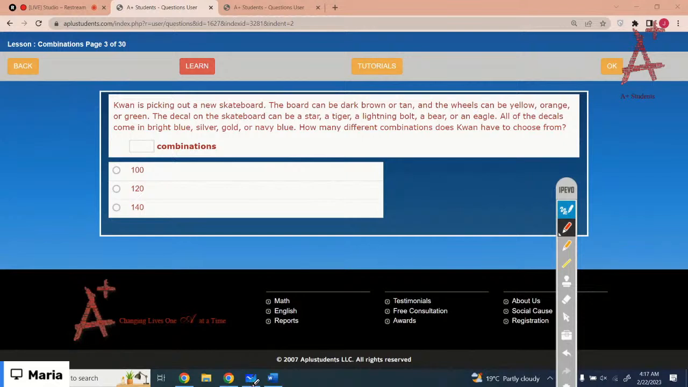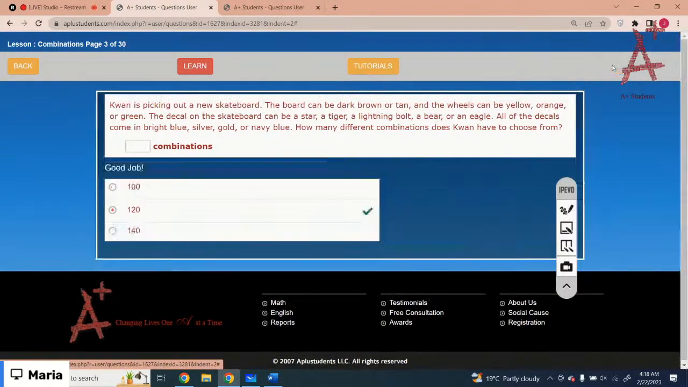2 times 5 times... Wait, here you have dark brown and tan, 2, then 1, 2, and 3, 3 colors. Then decals 1, 2, 3, 4, 5. You have 5 here, and then 1, 2, 3, 4. Okay, I forgot one color actually. So it is 3 times 2 times 5 times 4. 3 times 2 is 6, and 5 times 4 is 20, and 20 times 6 is 120. Got it? That means the total combinations are 120. Be careful by reading the question. So it is 120, sorry.